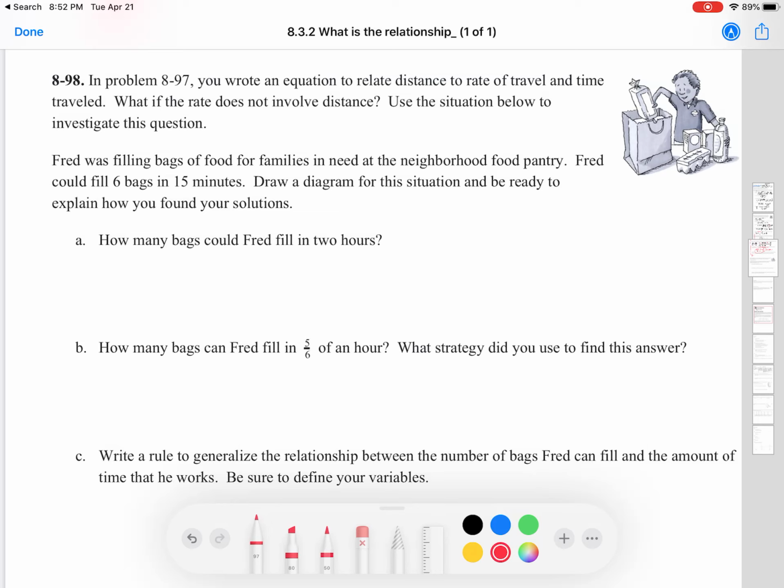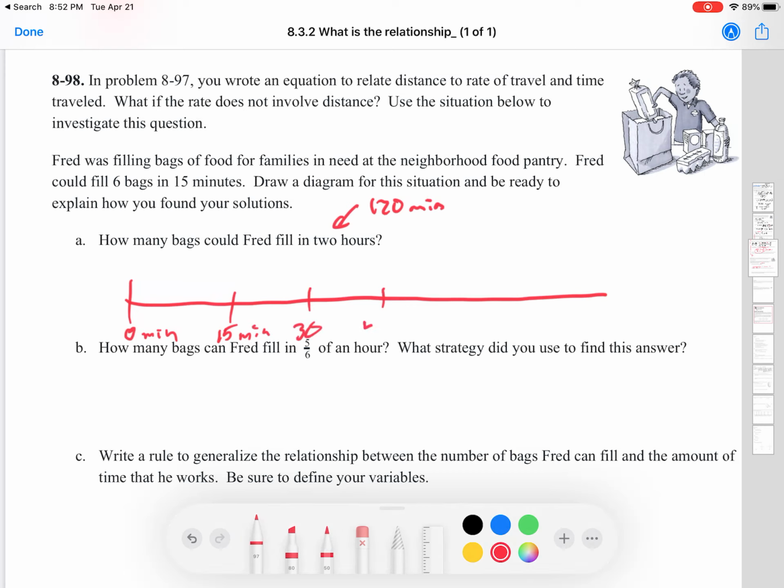So, how many bags could Fred fill in 2 hours? Well, 2 hours is going to be 120 minutes. And so here's 0 minutes and 15 minutes, 30, 45, 60, 75, 90, 105, and lastly 120, right?